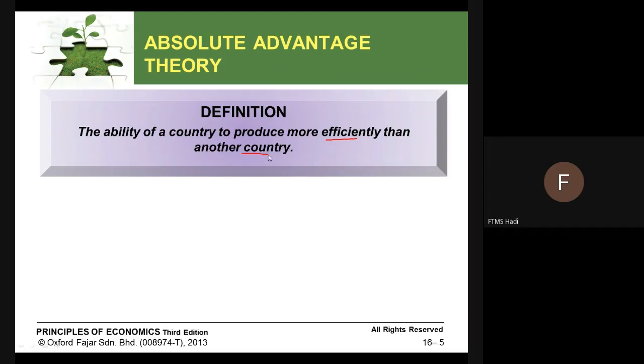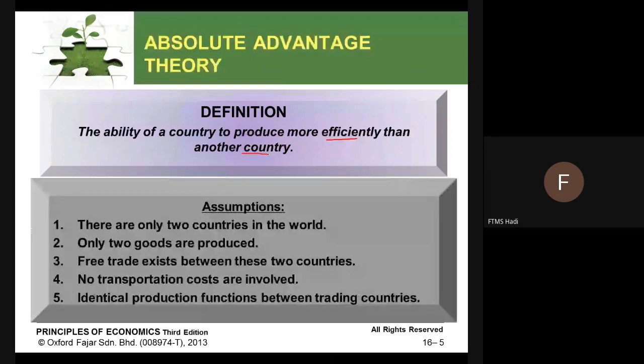So what are the assumptions in order to apply absolute advantage theory? The first one, there are only two countries in the world, let's say, because the two countries trade against each other. And since there are two countries, only two goods are produced. Malaysia for the first product, Japan for the second product. So that means two countries and two goods. And then free trade exists. That means there is no restriction. They can trade any quantity that they want, anytime that they want.